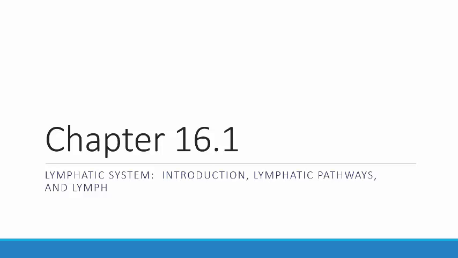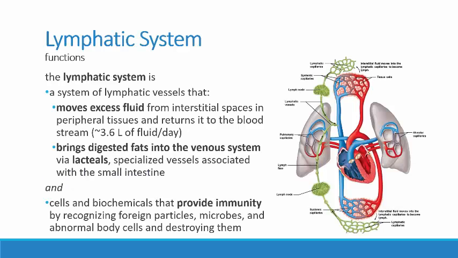In this lecture, we're going to introduce the lymphatic system, looking at what lymph is and how it flows and the pathways that it takes to get through the body. So, the lymphatic system is a system of vessels. They very closely resemble veins that move excess fluid from the interstitial spaces in the peripheral tissues and brings that fluid back to the bloodstream.